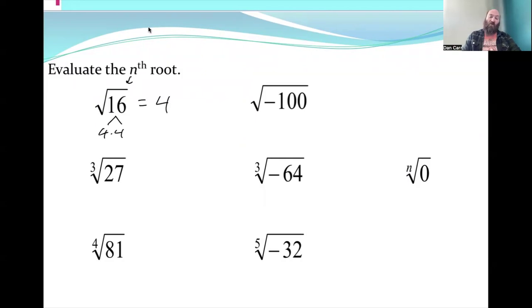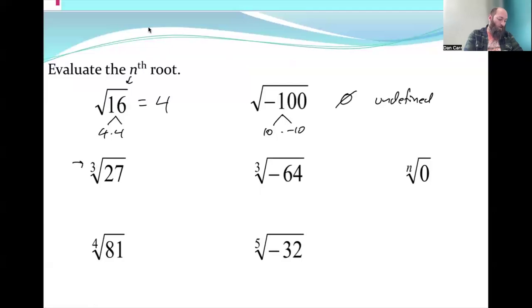If I do the square root of negative 100, again, the idea is what two numbers multiply together give me negative 100, but they have to be the same number. This would be something like 10 times negative 10. That doesn't work. So if I'm just evaluating the square root of negative 100, this is no solution. It's not possible, or it's undefined. It's technically imaginary, but we're not going to cover that here.